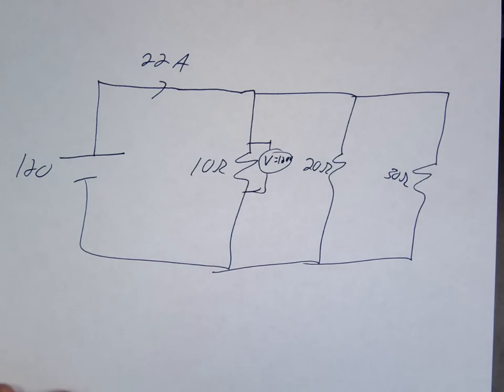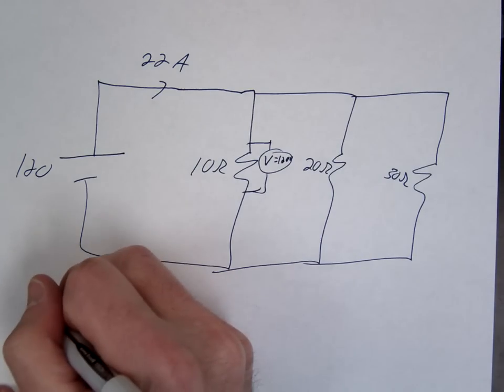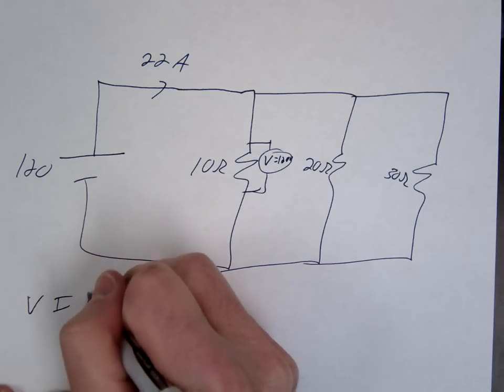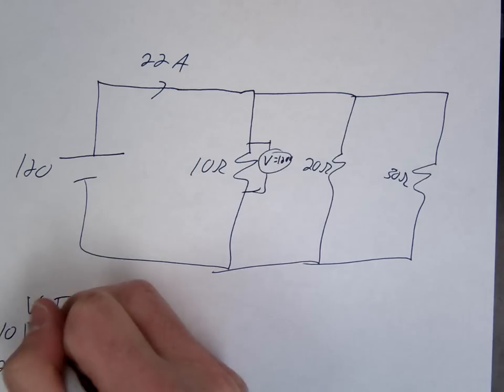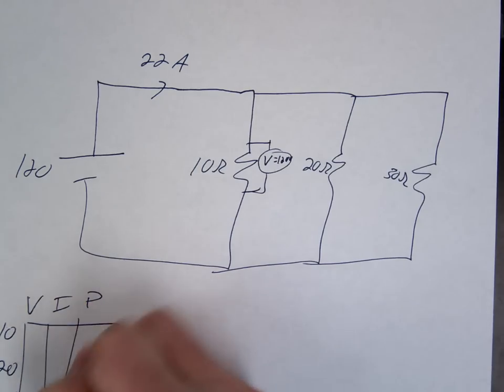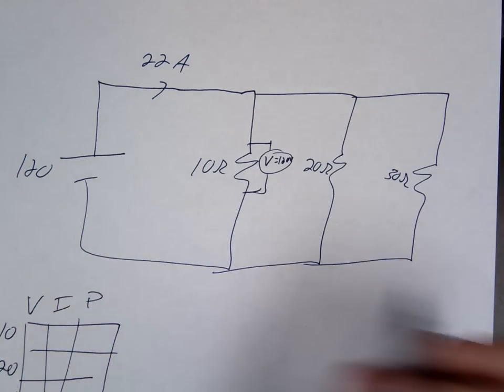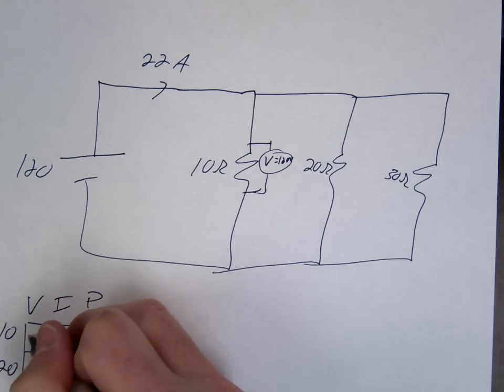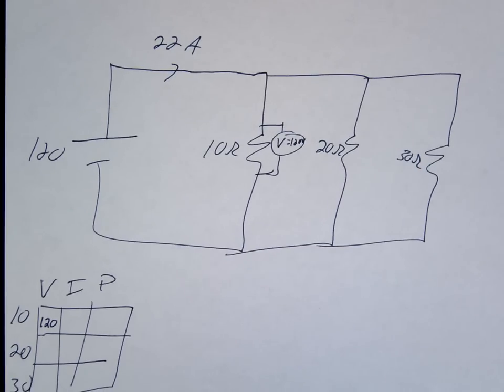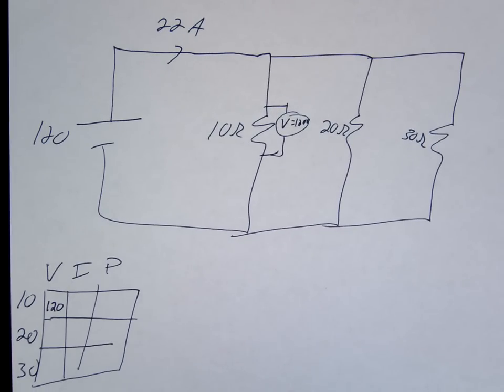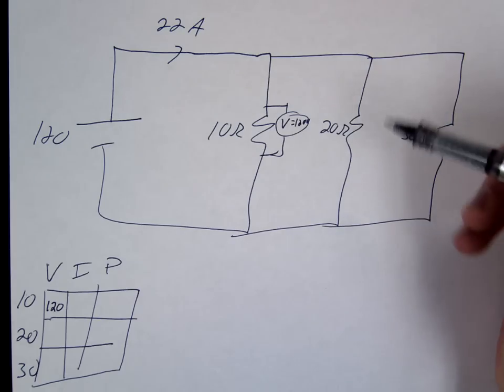So let's go ahead and do our little V. We'll do our VIP down here. 10, 20, 30. Okay, so for the 10 ohm, we just said it was 120 volts. Alright, let's take a look at the 20 ohm.